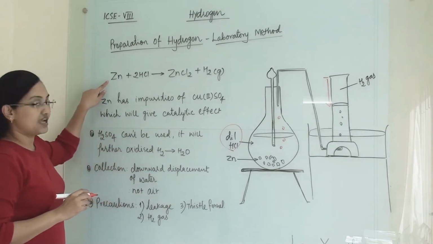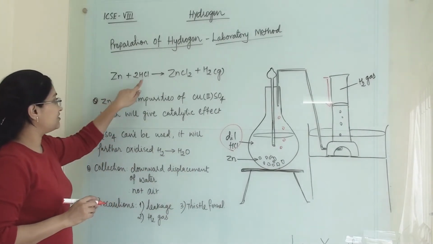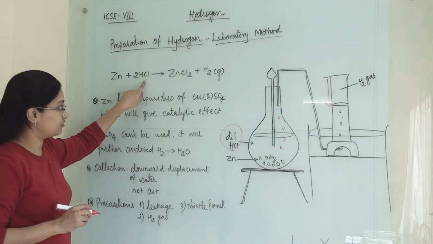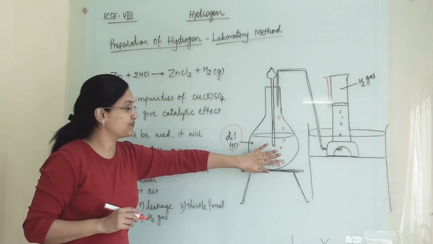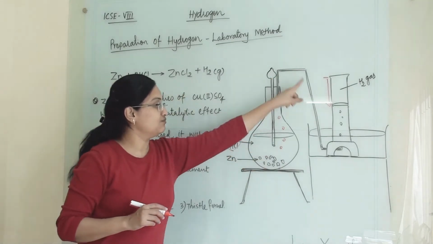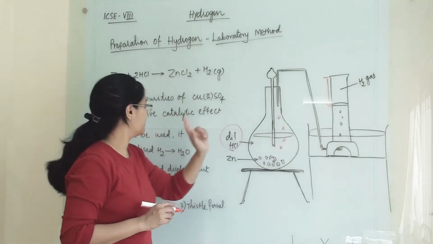This is our reaction: when zinc reacts with two molecules of hydrochloric acid, it gives us ZnCl2, which will remain here, and hydrogen gas, which we are collecting in the gas jar.